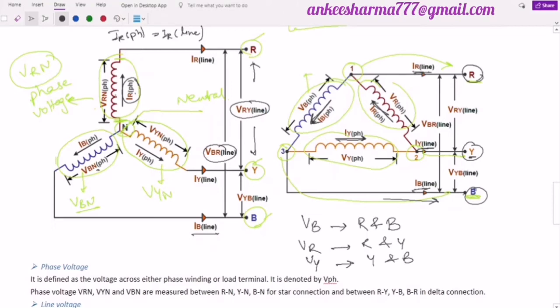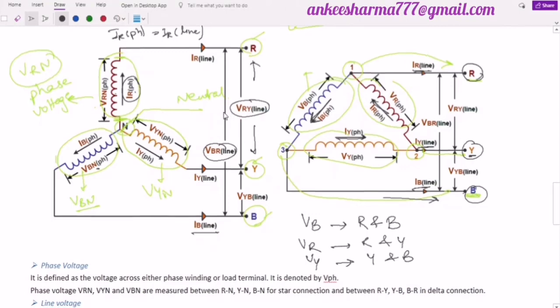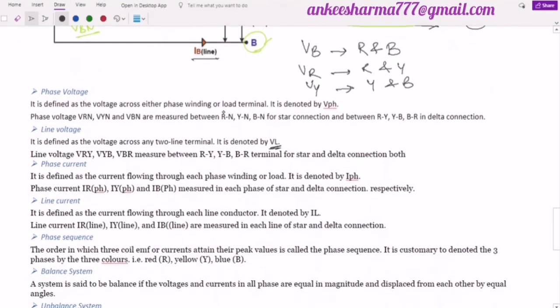But my point in today's lecture is just to tell you about the line current and the phase current. So I guess it is clear to you. We have just discussed phase voltage, which is the voltage across the coil; line voltage, which is the voltage between the terminals; phase current, the current through the coil; and line current, the current through the terminals.